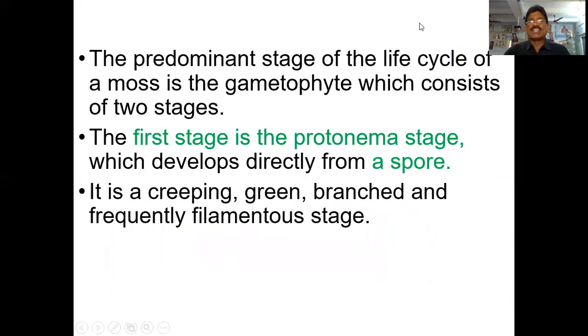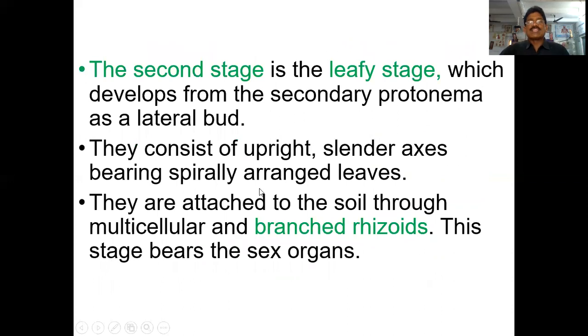The predominant stage of the life cycle of a moss is the gametophyte, which consists of two stages. The first stage is the protonema stage, which develops directly from the spores. It is creeping, greenish, branched, and frequently filamentous. The second stage is known as the leafy stage, which develops from the secondary protonema as lateral buds. We can also identify leaves in the second stage. They consist of an upright, slender axis bearing spirally arranged leaves. They are attached to the soil through multicellular, branched rhizoids. This stage bears the sex organs.